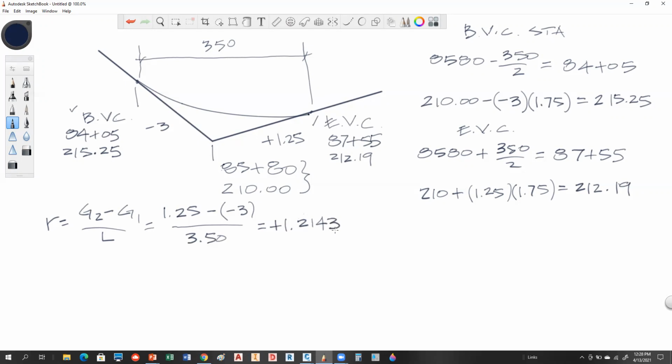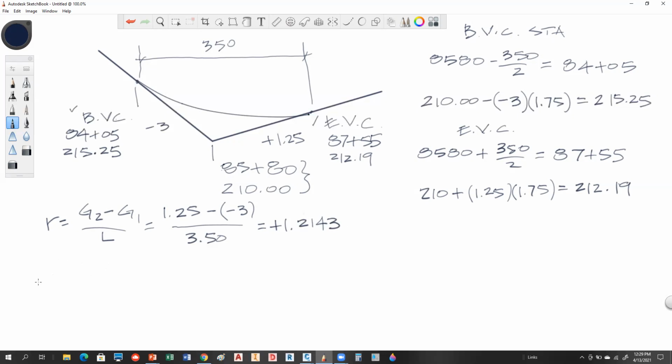So that's the amount of percent change that's happening along this parabola as you're traveling in distance of stations. In other words, that slope is changing as we go across here. It starts out at 3%, and then at some point it bottoms out to 0, and then it's going to come back and end up at 1.25, and this is telling you the rate that that's happening.